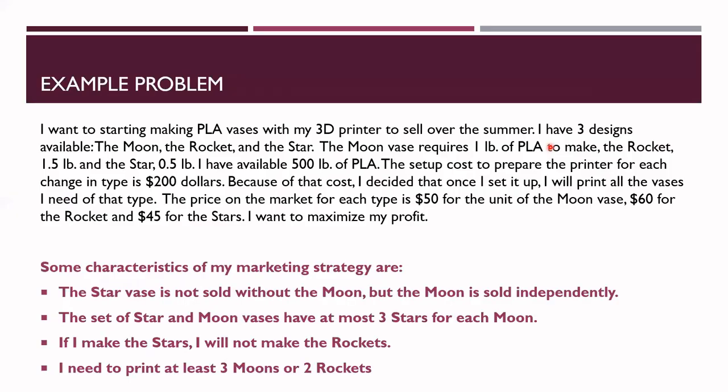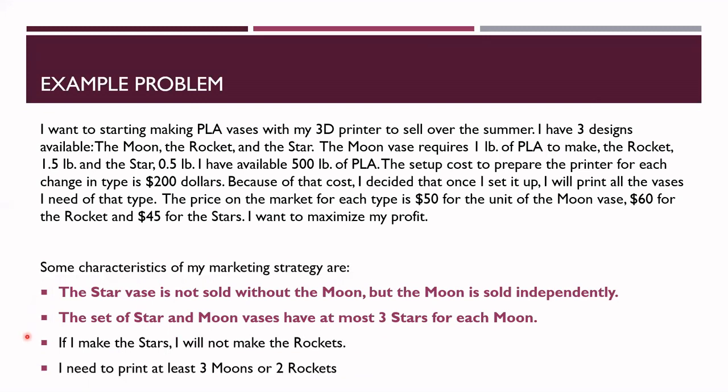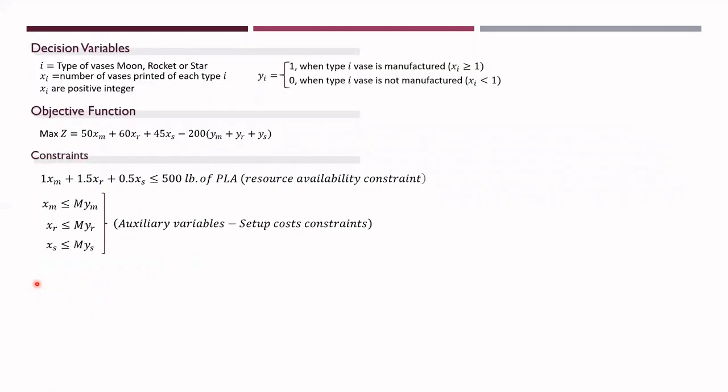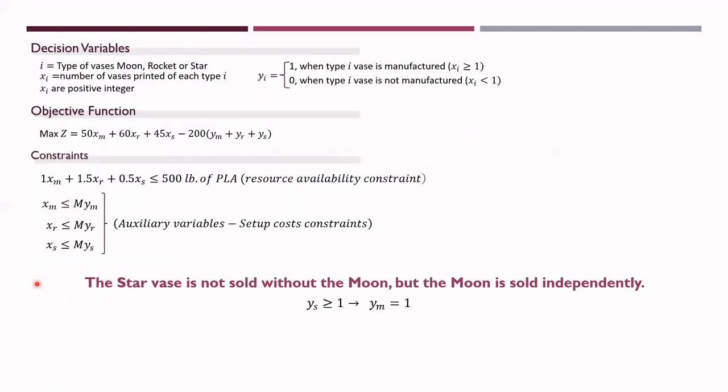Now we have to worry about the second paragraph. There are the characteristics of my marketing strategy. We are going to focus on the first two because they are both related to the idea that I will have a set of moon and stars that I want to sell together. So this is our problem, and this is the constraint that I want to design right now.